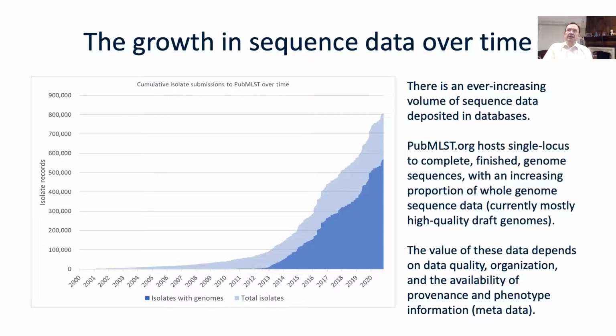And of course, the value of this data is hugely improved by it being curated, it being of good provenance, and also knowing about the provenance and phenotype of the organisms that it's come from. In other words, where they come from, what they do, what people call metadata.